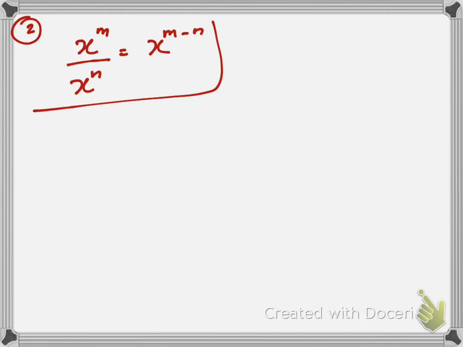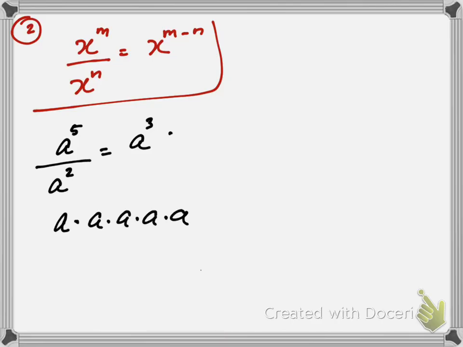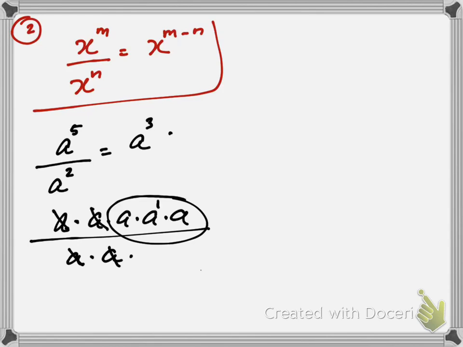So the second law of indices is if you divide powers with the same base, you subtract the powers. Right, so how does it work? So for example, you've got a to the power 5 divided by a to the power 2 equals a to the power 5 minus 2, which is 3. So if you put that in expanded form, 1, 2, 3, 4, 5 on top, 1, 2 at the bottom, and since they're all multiplied, you can cancel. You're left with 3 of them, and it's a to the power 3.